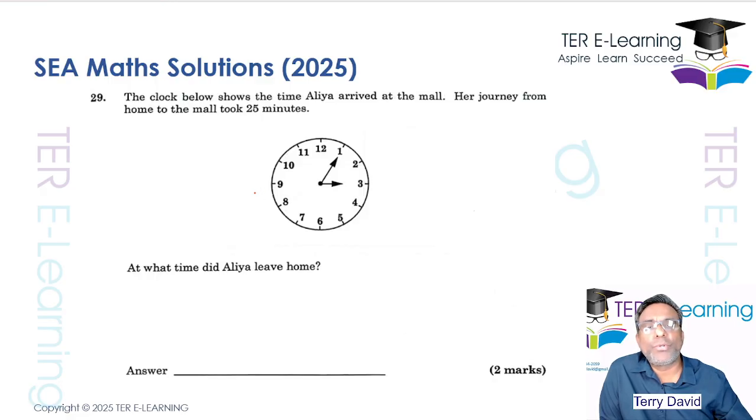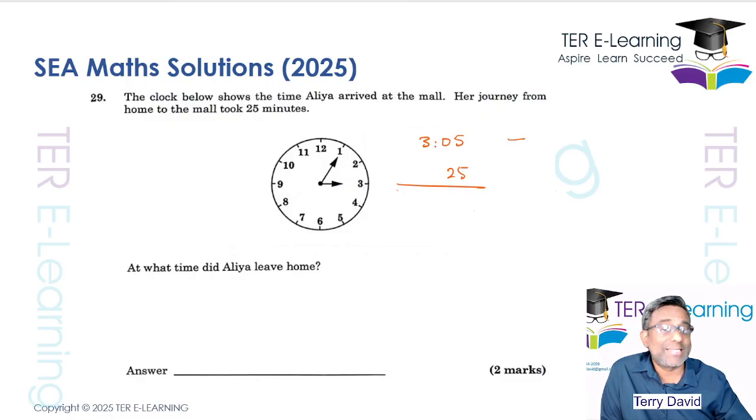The clock below shows the time Aliyah arrives at the mall. Her journey from home took 25 minutes. What time did she leave her home? The current time here is 3:05. That's the current time, and she took 25 minutes. So what we need to do is work backwards. We're going to have to subtract 25 minutes in order to get her starting time.